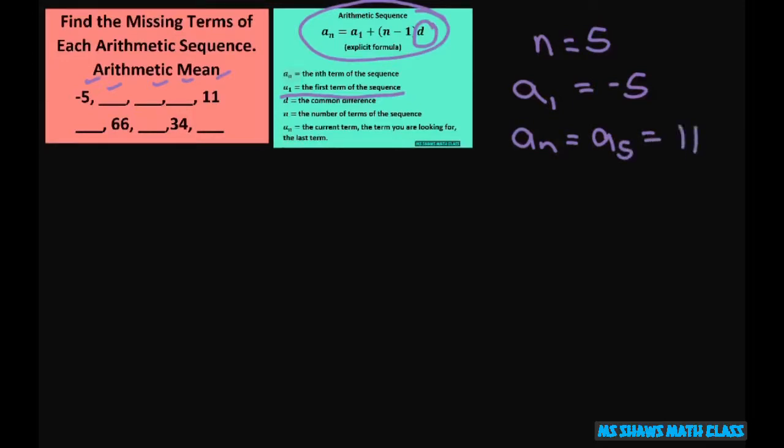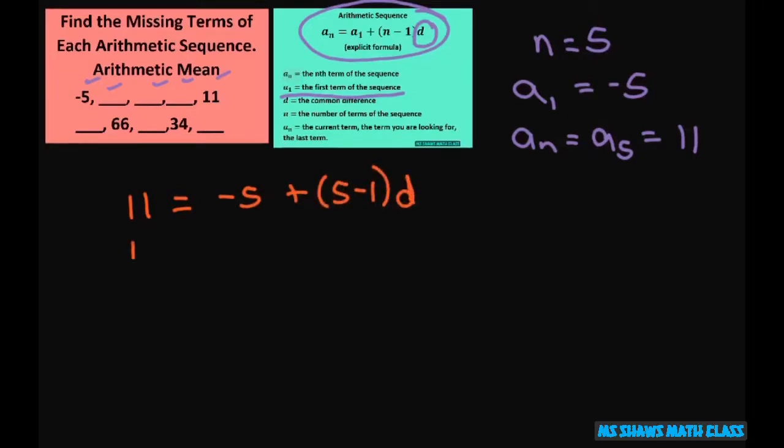So, our number of terms we have is 5. Our first term, a sub 1, is negative 5. Our last term, which is also our fifth term, is 11. So let's put this in our formula and solve for D. So we have 11 equals negative 5 plus 5 minus 1 times D.